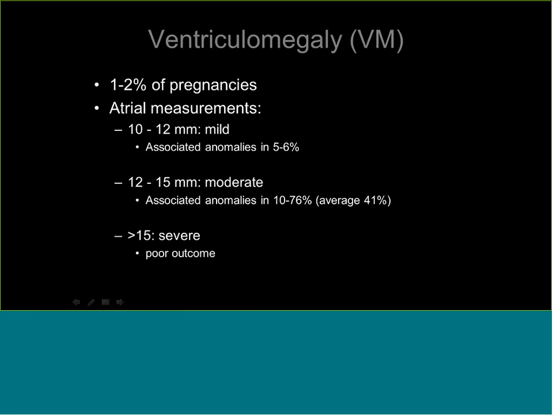Other authors will say 10 to 15 is mild and more than 15 is severe. They kind of skip the moderate. Sometimes Eva tells me that up to 11 is normal in boys. I'm still waiting to see the reference on that. And basically, the mild have a low incidence of anomalies. The moderate have a higher incidence of anomalies, and then severe, even higher, and severe tends to have oftentimes a poor outcome.